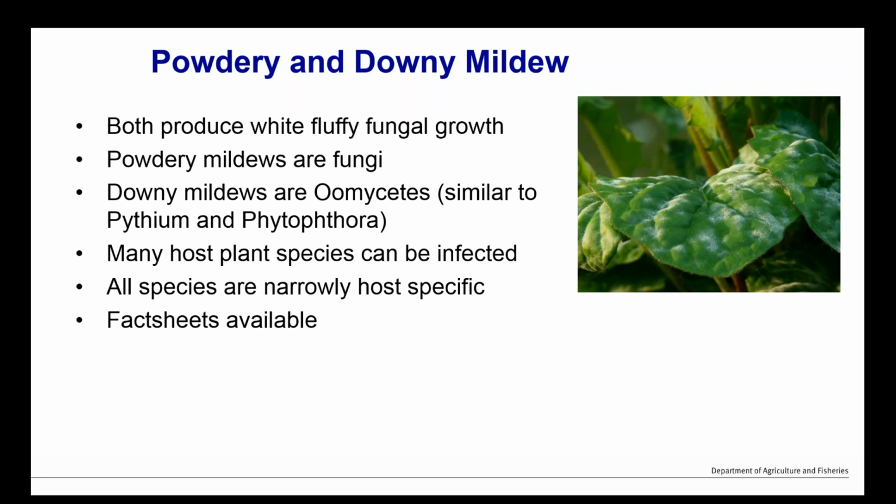Both powdery and downy mildew infect a wide range of host plants. However, each species has a specific group of host plants that they'll infect. They don't infect all host plants. So the powdery mildew that infects cucurbits is different from the powdery mildew that will infect roses or other host plants or capsicum and so on and so forth. And we do have fact sheets available for both powdery and downy mildew. The same concept of being narrowly host specific is relevant to downy mildew.